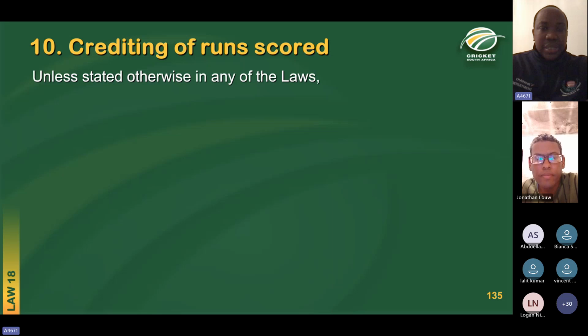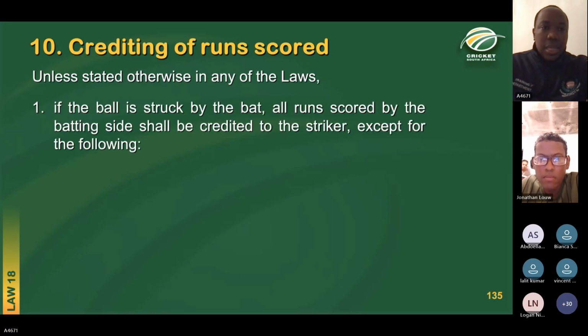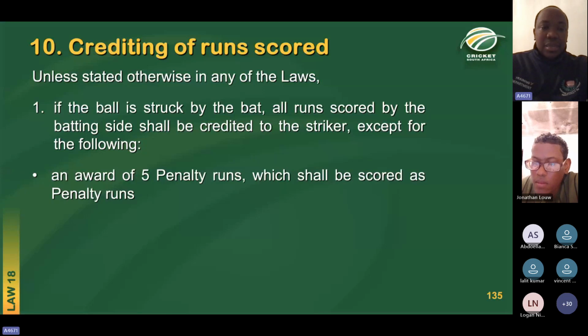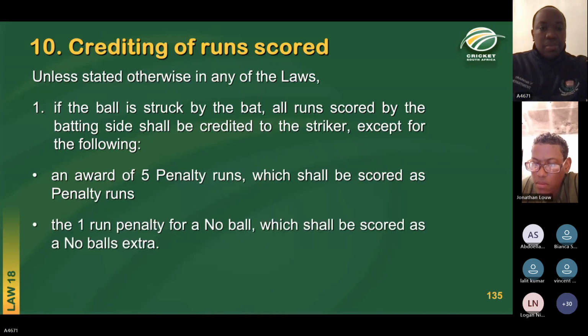Who gets credit and when do they get credited for runs? If the ball is struck by the bat, all runs scored by the batting side shall be credited to the striker, except for if there is an award of 5 penalty runs, which shall be scored as penalty runs. The 1-run penalty for a no ball shall be scored as no ball extras.